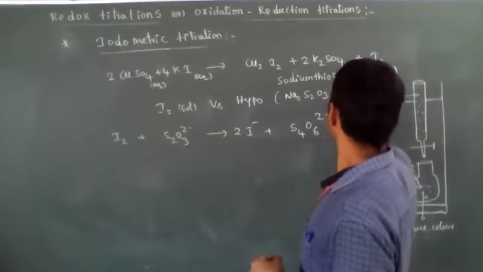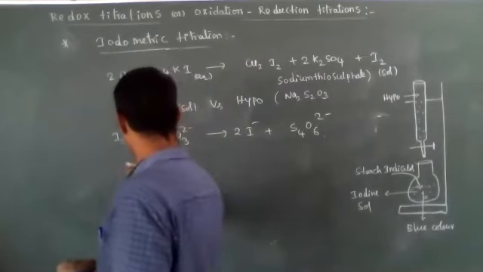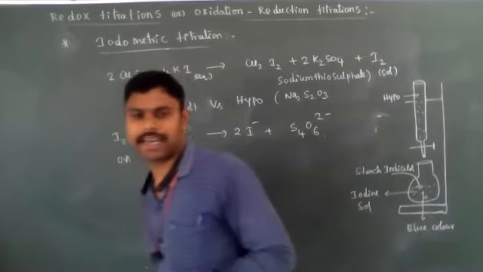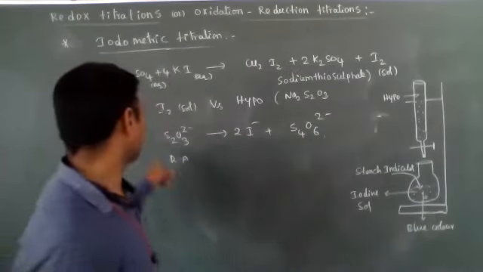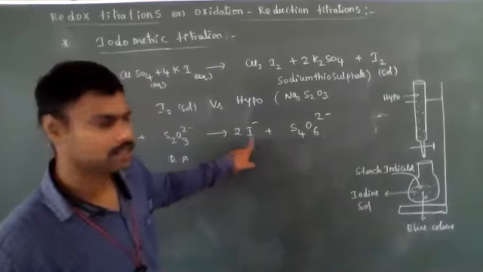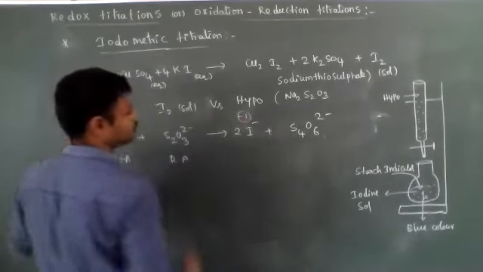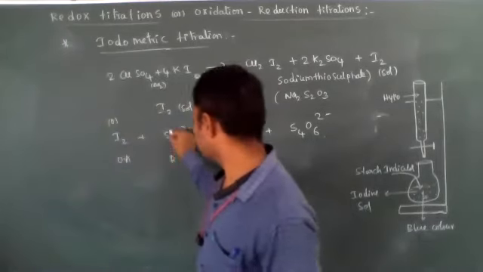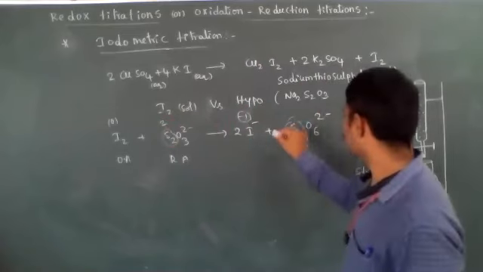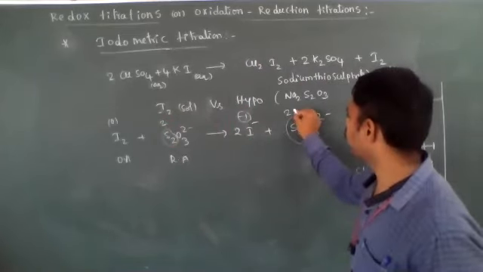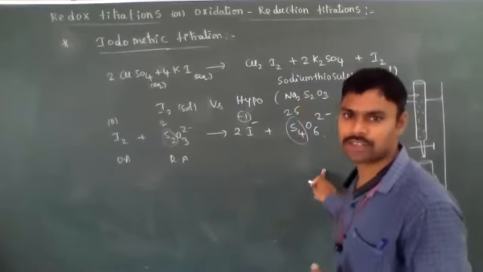Sodium thiosulfate is a reducing agent. Iodine is an oxidizing agent. The oxidizing agent itself undergoes reduction. That's why the oxidation state 0 is converted into -1. The oxidation state is decreased. In S2O3 2 minus the oxidation state of sulfur is 2, and in the product the average oxidation state of the 4 sulfur atoms is 2.5. That's why the oxidation number is increased. The reducing agent itself undergoes oxidation.